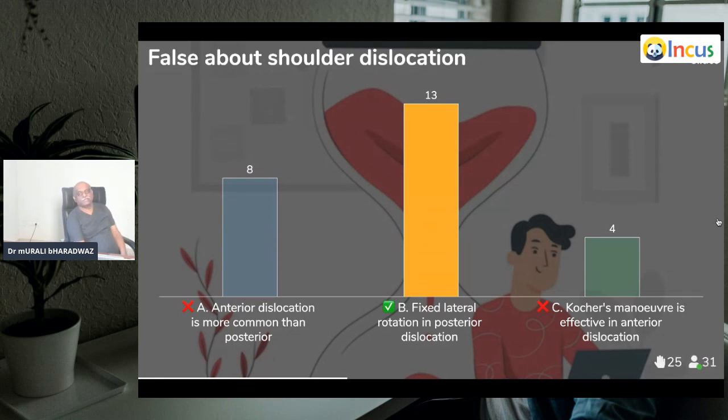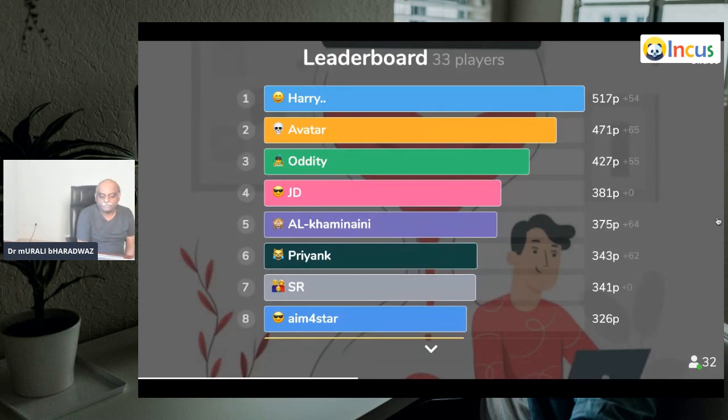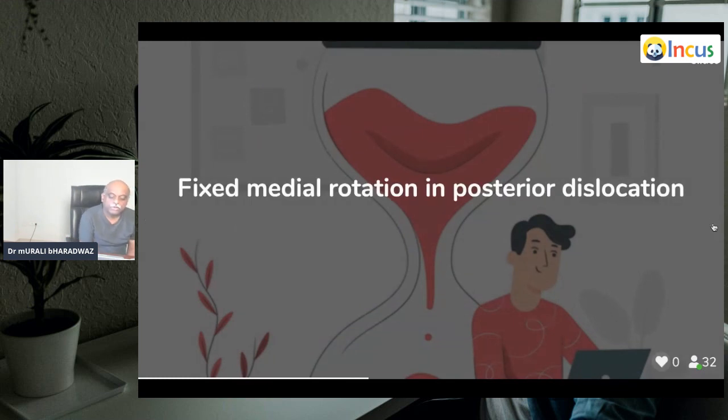Option B is false. So anterior dislocation is more common than posterior. Posterior only occurs whenever there is a patient with epilepsy, or if you give electroconvulsive therapy, all that muscular jerking will lead to posterior dislocation. Otherwise, anterior is more common. And the Kocher maneuver is effective in anterior dislocation is what you need to remember. So that keeps Harry on the top. So what you see is a fixed medial rotation in case of the posterior dislocation. That's what you're going to remember.